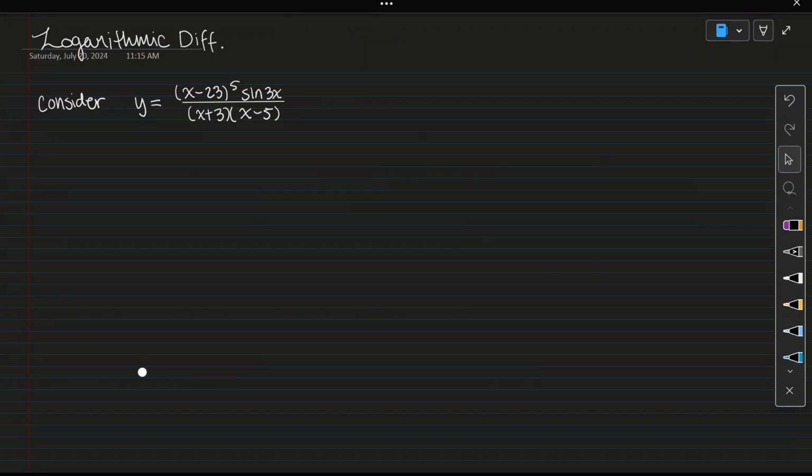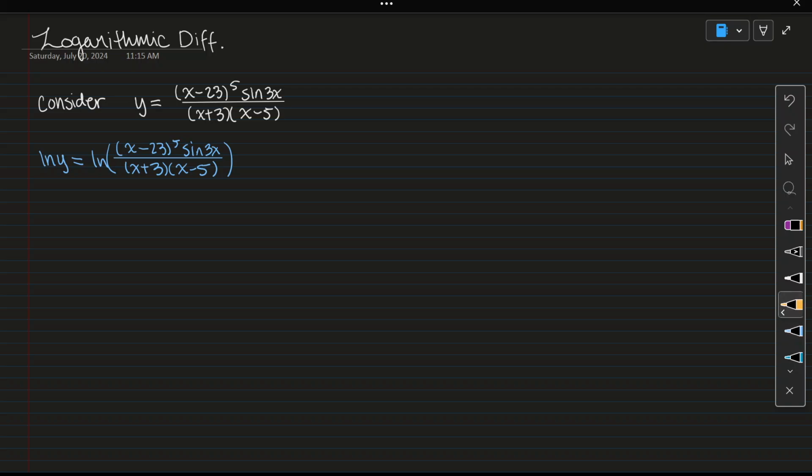Okay, so we're going to look at this function here. And just looking at it, if I was asked to differentiate this, I would think this is a nightmare, right? Using just product and quotient rule and chain rule and power rule, this looks like a nightmare. This would be like 50 steps. I just don't want to do it, right? So let's try using our logarithmic differentiation trick. So I'll take ln of both sides of (x minus 23) to the 5th sine 3x over (x plus 3)(x minus 5).